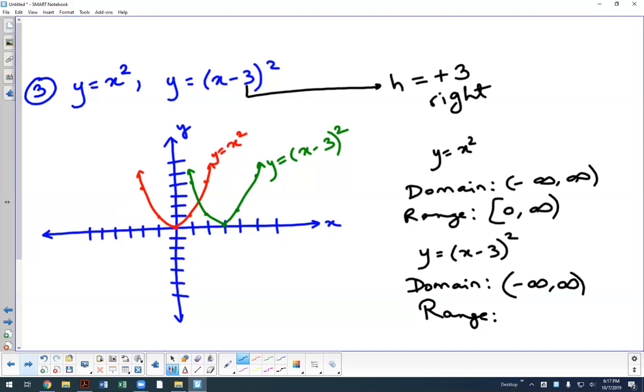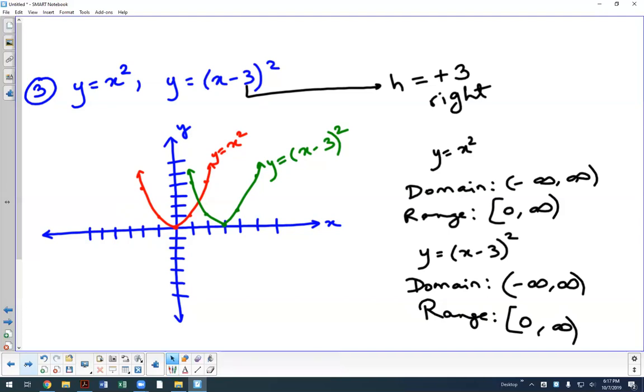Did the range change like it did for the other function? No, because we moved it horizontally, right? So our function is still at 0, because this is still the number 0 on the y-axis, right? So you're still starting at 0 and your graph is still going up. So your range in this example does not change.